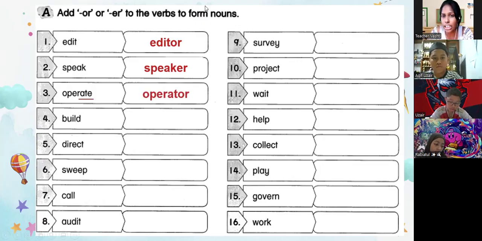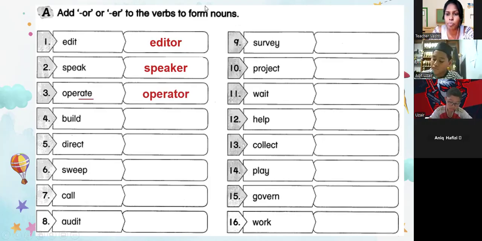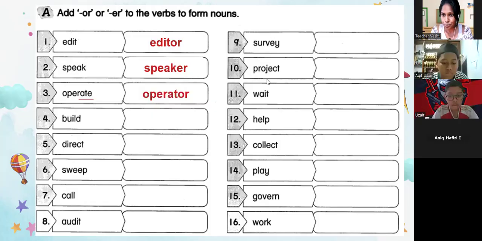Now, I want you to list all your answers in the chat box from number 4 to number 16. Please send it to Teacher Vashti. My name is Teacher Vashti, not Fast Track. So send your answers in the chat box, number 4 to number 16. Any question? Please write your answers in the chat box. If you are not able to write in the chat box, it's okay. Write it in your exercise book.